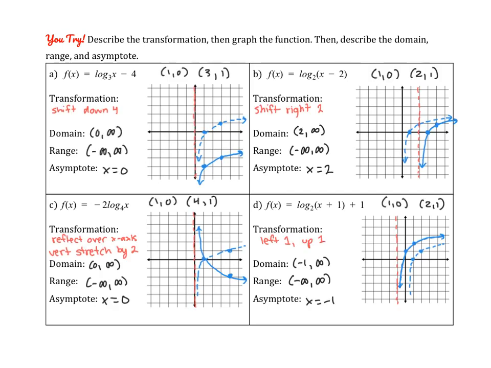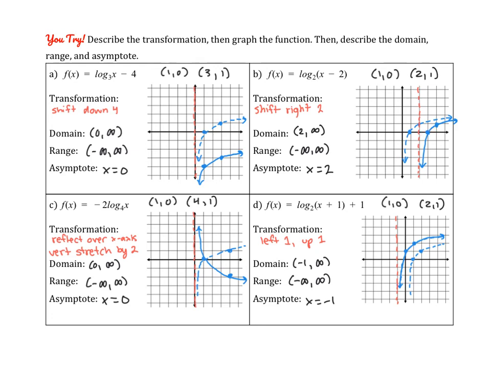Alright, go ahead and check your answers here. So remember, the dotted lines are the parent functions, and the solid lines are the new function. So the first one, we're simply shifting our points down 4, so our asymptote stays the same. For the second one, we're shifting our graph to the right 2, so notice our asymptote also shifted to the right 2 along with our points.